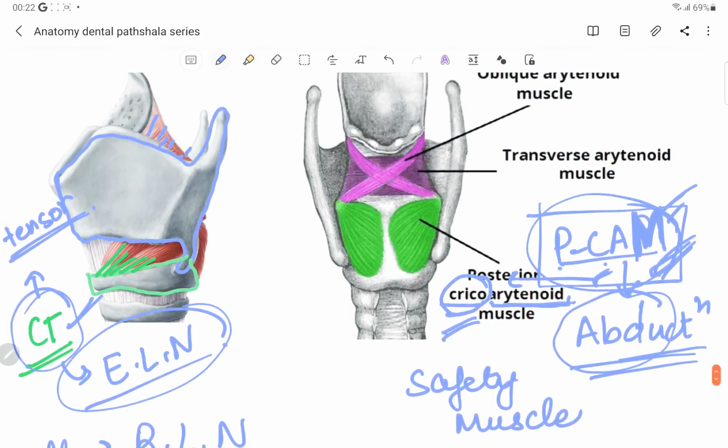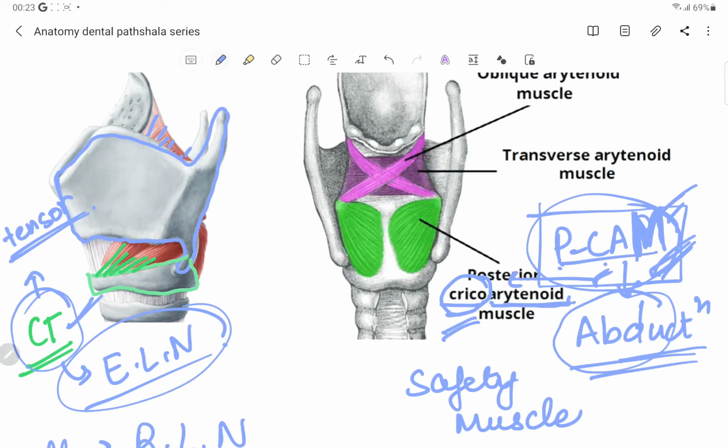Since it is the only abductor of the vocal cord, all the rest of the muscles are going to be adductors of the vocal cord. So basically the arytenoid is mainly the adductor of the vocal cord, but always remember that abduction is due to the posterior cricoarytenoid muscle. Since it looks like abs, it is going to do the abduction of the vocal cord.